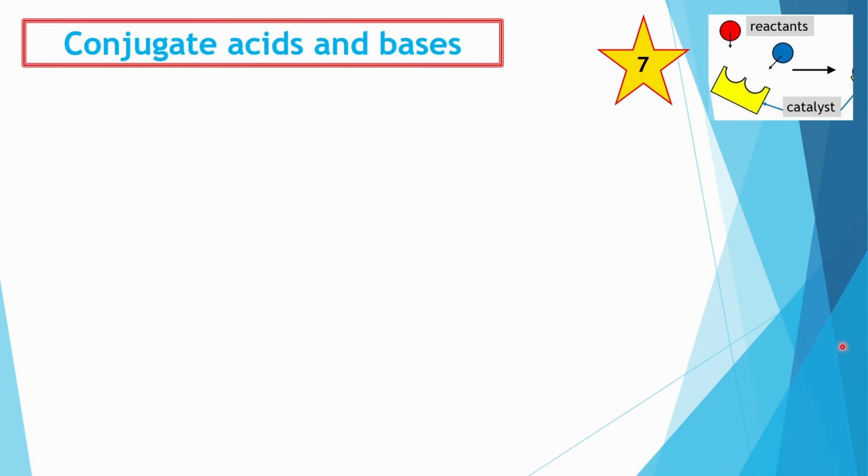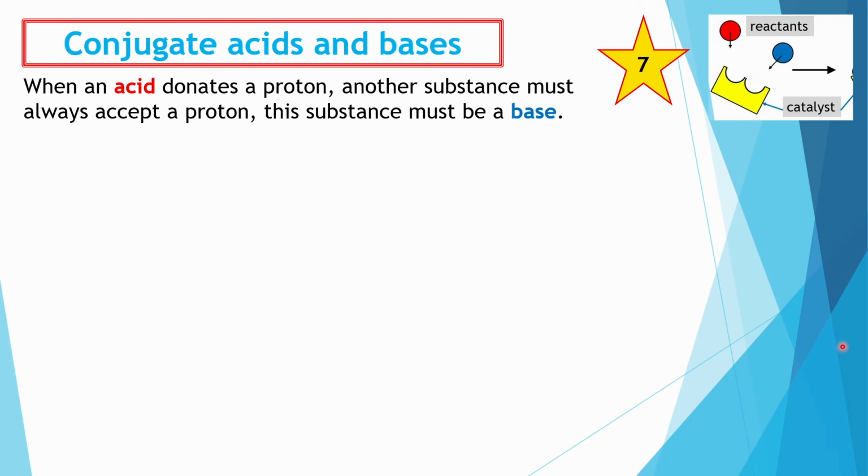What are conjugate acids and bases? So we've said that the Bronsted definition of an acid is that it donates a proton and a base accepts a proton, right?